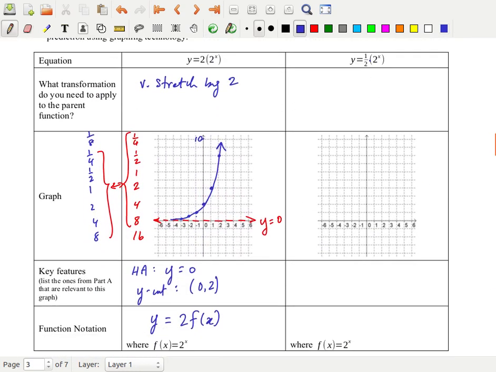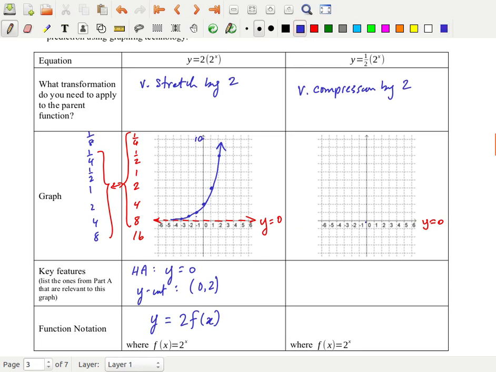How about this transformation? Well, this one is a vertical compression by 2. And so what's a vertical compression going to do? Similar idea. We're going to have our asymptote. I'm not going to draw the asymptote in. The asymptote is still here at y equals 0.